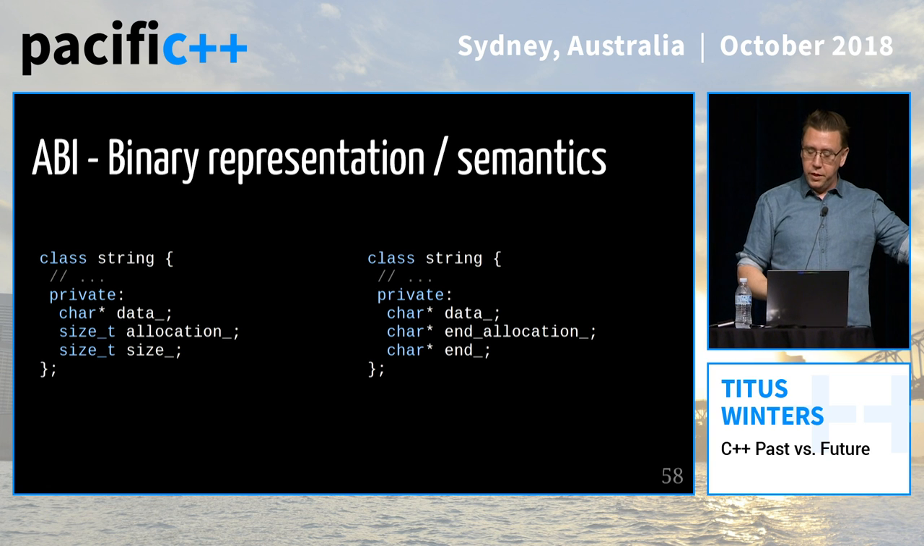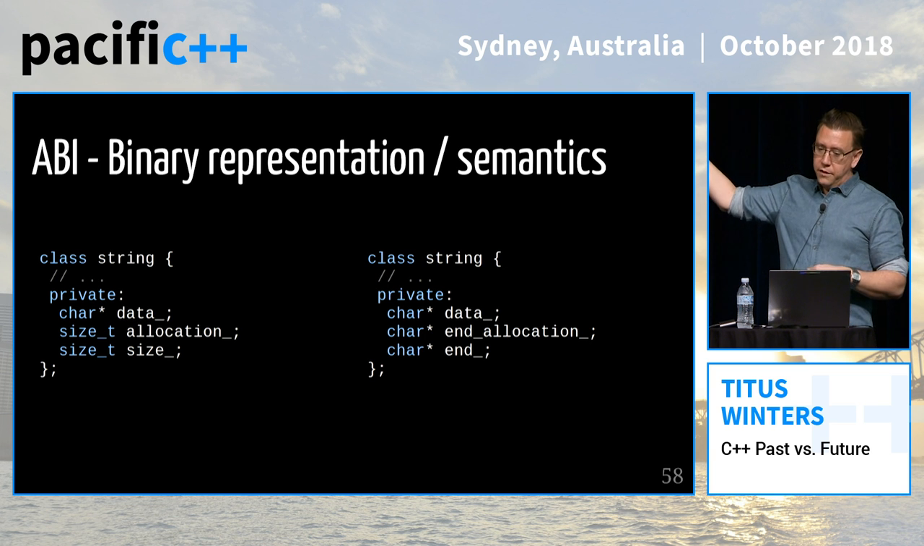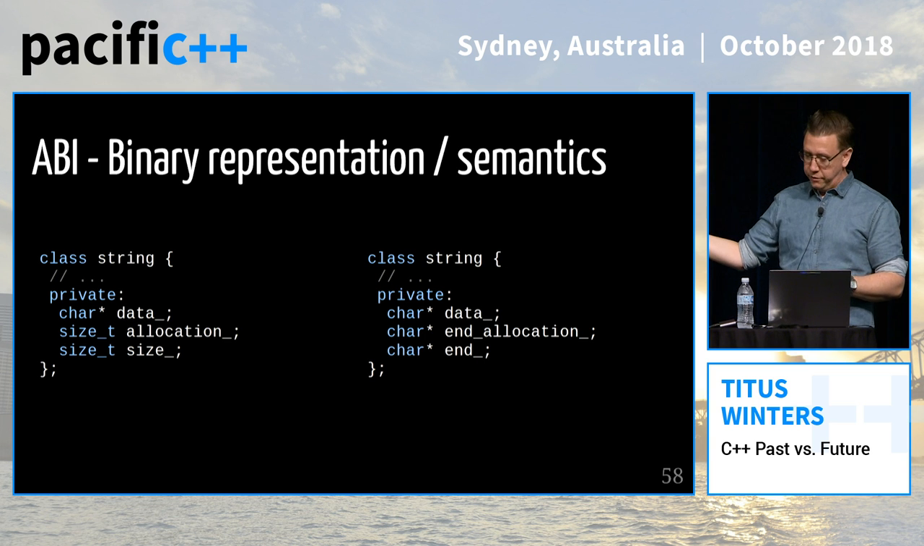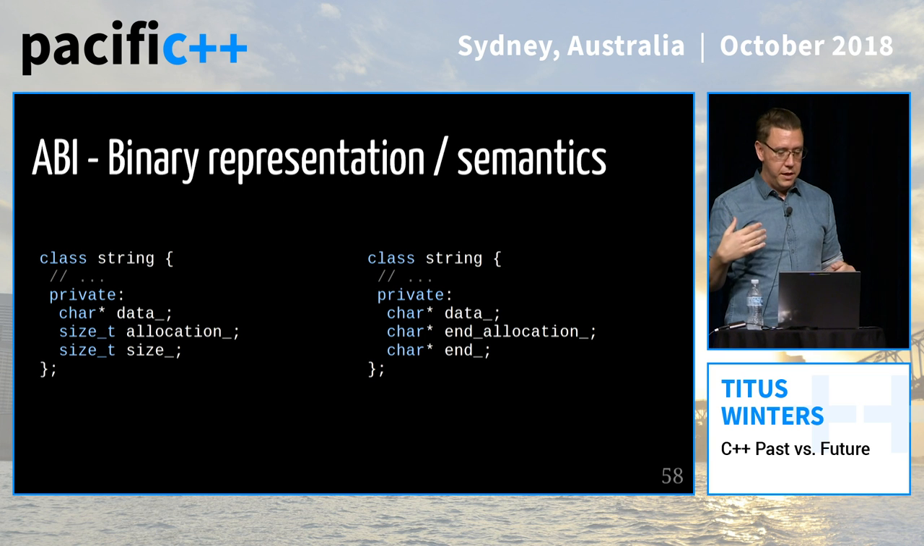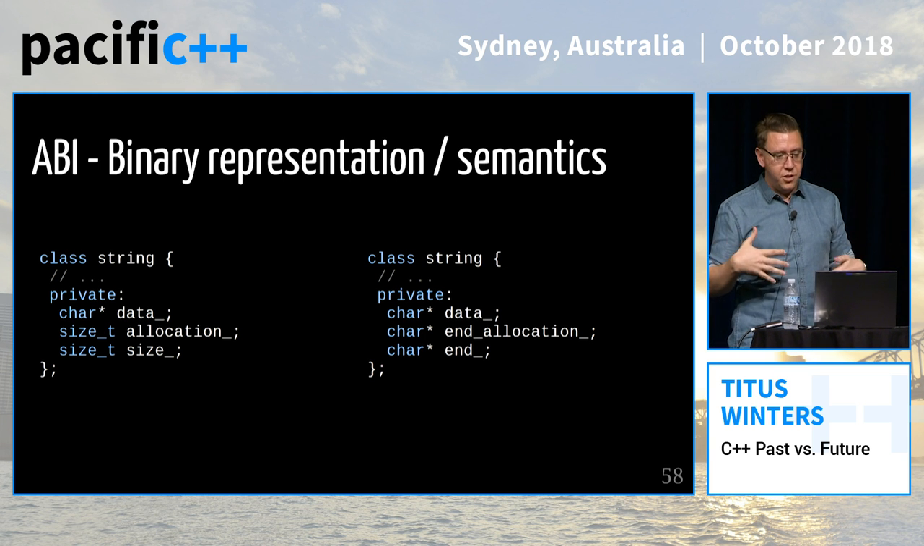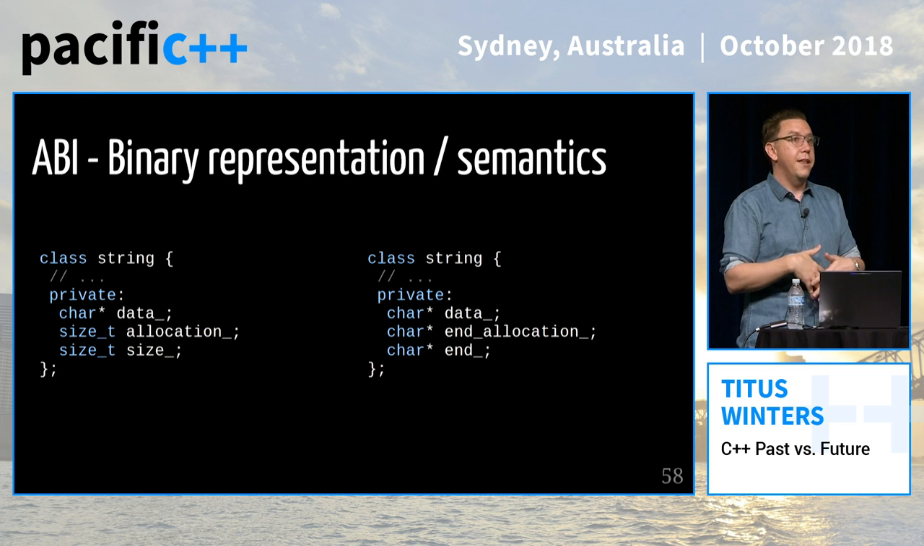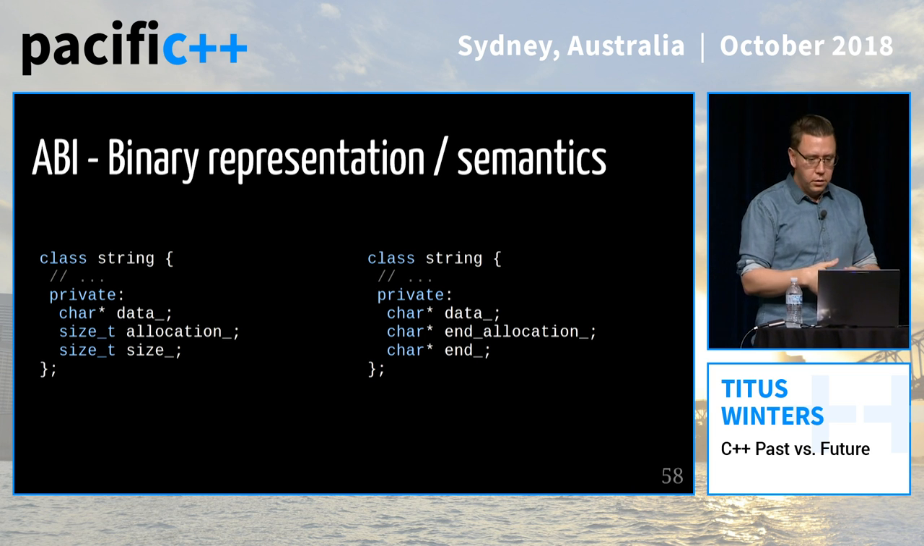You could implement string with either of these representations. A string object built under one of these representations is represented in memory as three words worth of bits with a certain meaning. And a string object built under the other is also three words worth of bits with a completely different meaning. The type has the same name, mangles the same, has the same API, but you've changed the implementation details. Precompiled code is not going to work across such a change. And also, this is going to be really hard to debug.